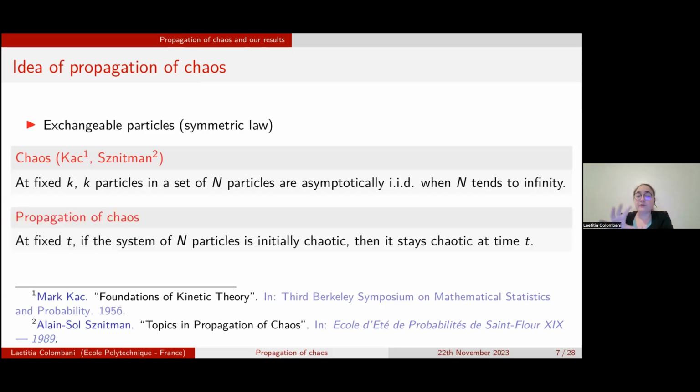The propagation of chaos is the idea of propagation of this property. So at time 0, we have the property of chaos, and at time t, the system stays chaotic. So we keep the property of chaos.